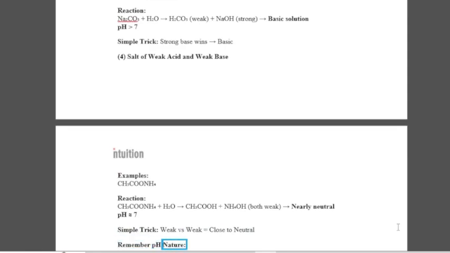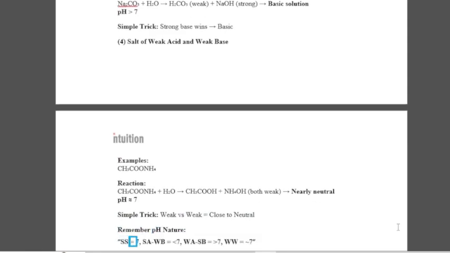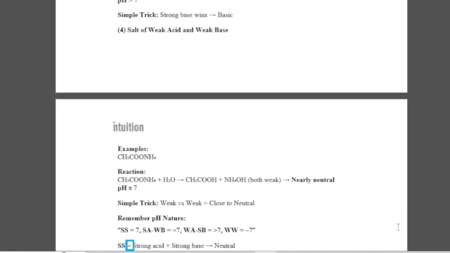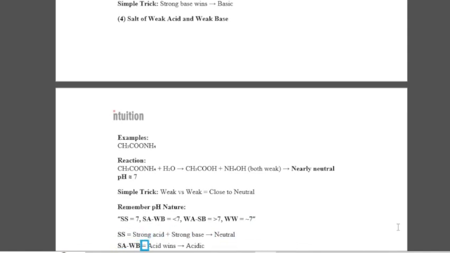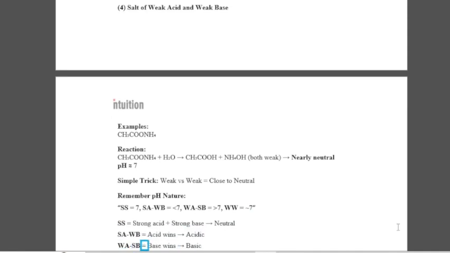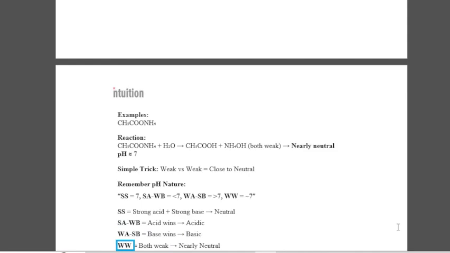Remember pH nature. SASB is equal to 7. SAWB is below 7. WASB is above 7. WAWB is about 7. SASB is strong acid plus strong base, neutral. SAWB is acid wins, acidic. WASB is base wins, basic. WAWB is both weak, nearly neutral.